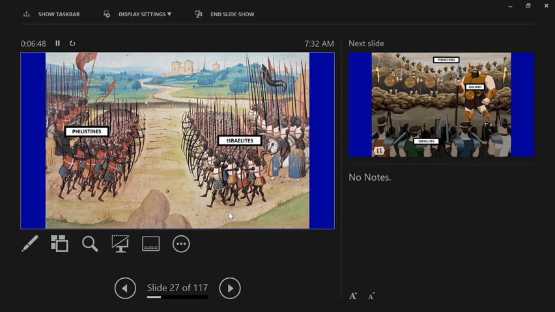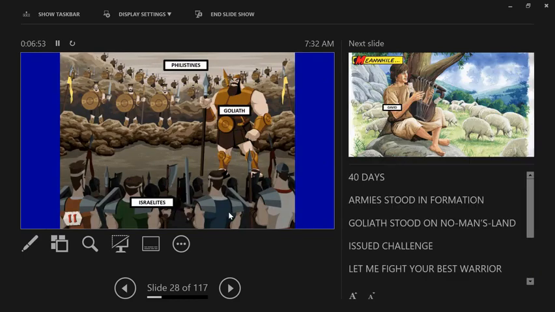So they're spending days and days without fighting. They're just facing off against each other. And they're doing this for 40 days. The armies are stood in formation facing each other. And each day, Goliath, one of the Philistines, an absolutely massive soldier, described as a giant, comes out and taunts the Israelites every day and hurls all kinds of insults at them.